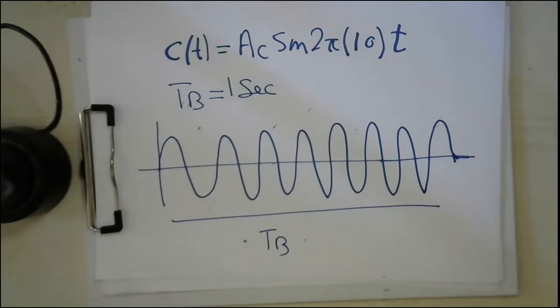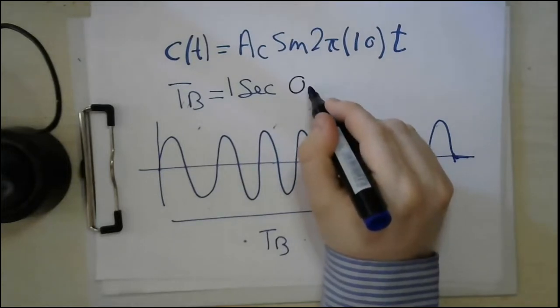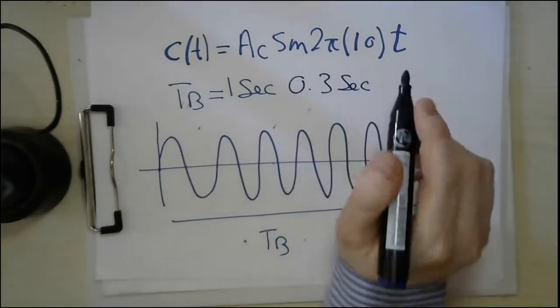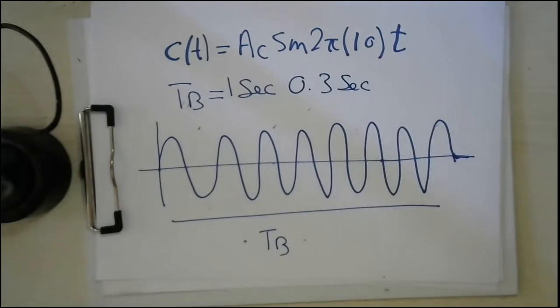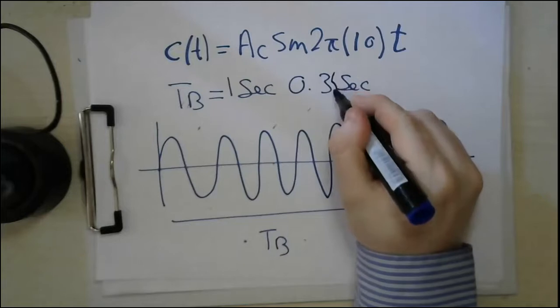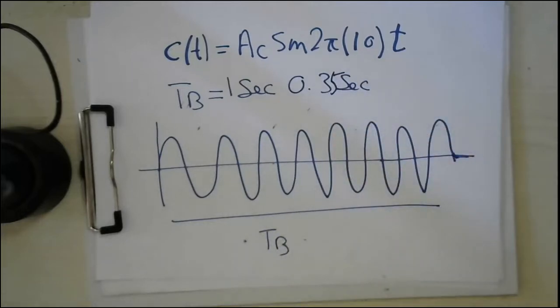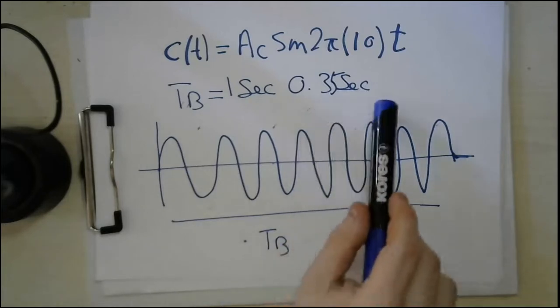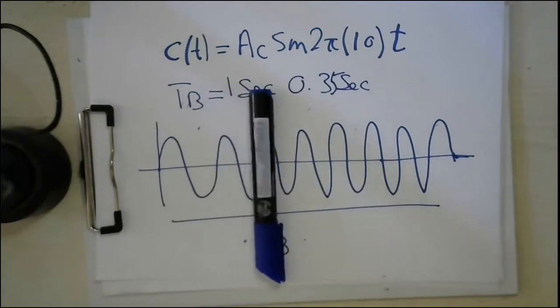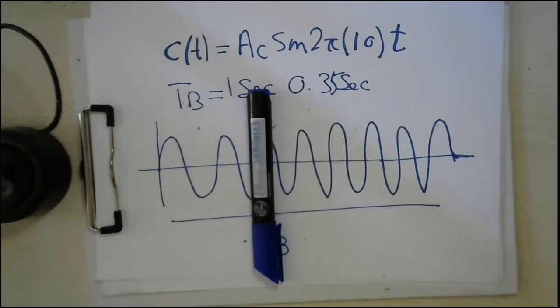What if TP equals 0.35 seconds, for example? Then you will have 3.5 periods in one TP. So now the TP will not include a clear integer number of periods or cycles from the carrier signal. So how does this affect our modulated signal? So let's see.